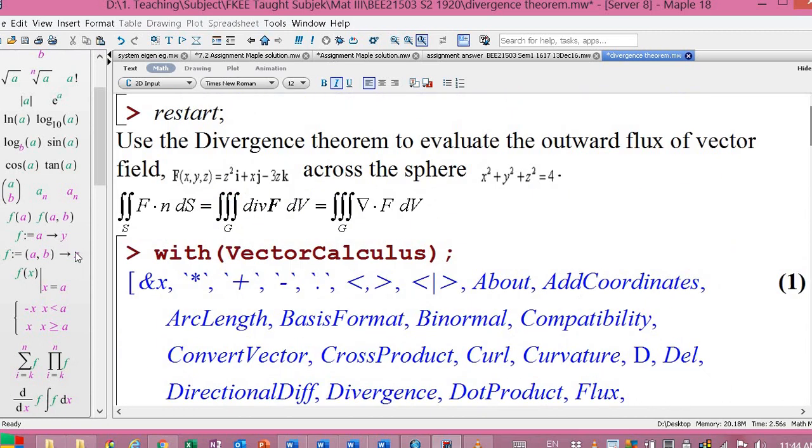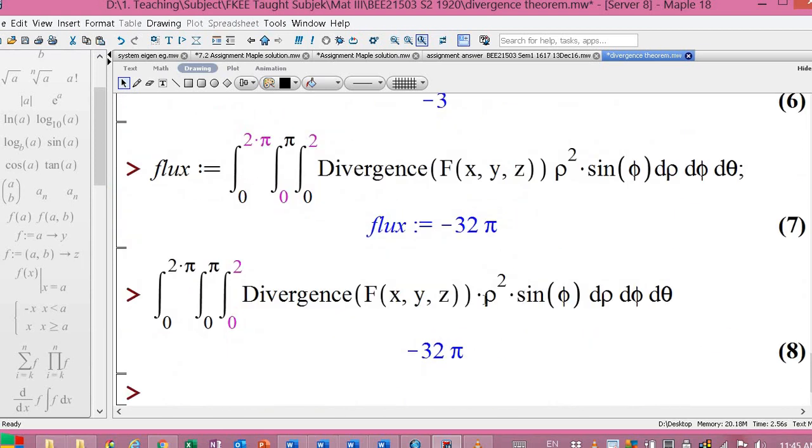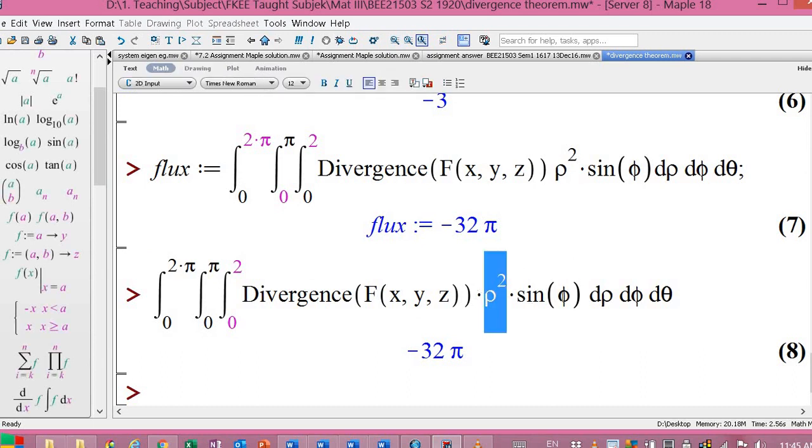So now we are going to evaluate. We already obtained the divergence of f, which is negative 3. Now we are going to evaluate the triple integral dV, where the integrand is the result of the divergence of f, which is negative 3 dV. Since the solid is a sphere, we can use spherical coordinates, where dV changes to rho squared sin phi d rho d phi d theta.